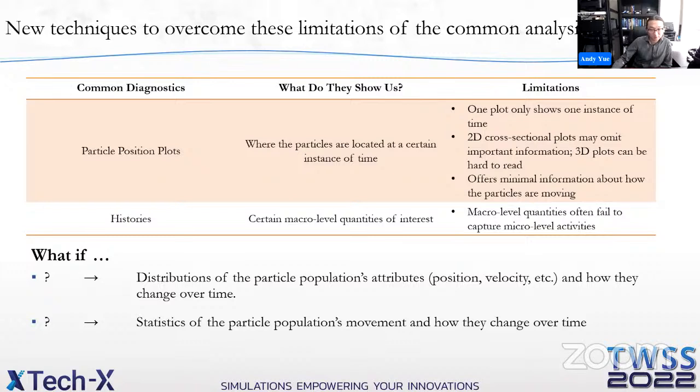So it is natural to wonder, what if we could have an analysis method that shows the behaviors of the particle population and how they change over time, so that we don't have to analyze large collections of particle position or velocity plots? And what if we could have an analysis method that generates statistics of the particle population's movement and how they change over time?